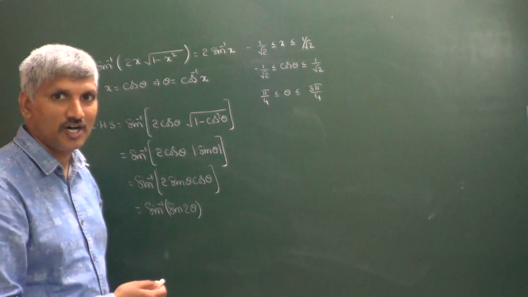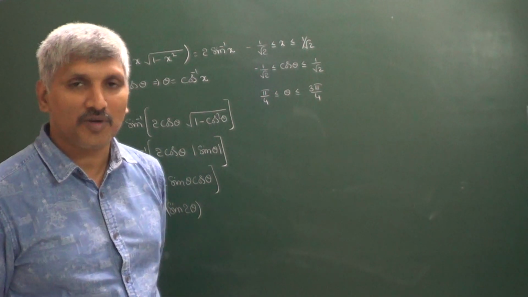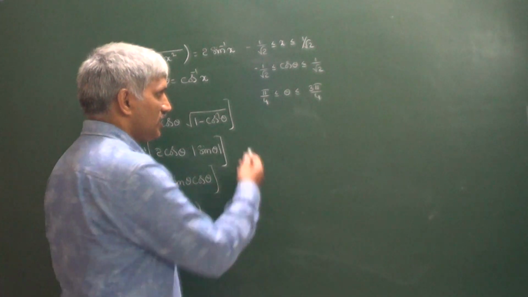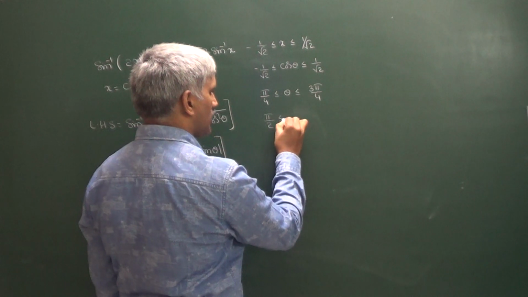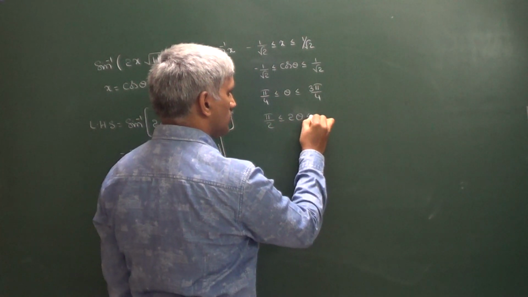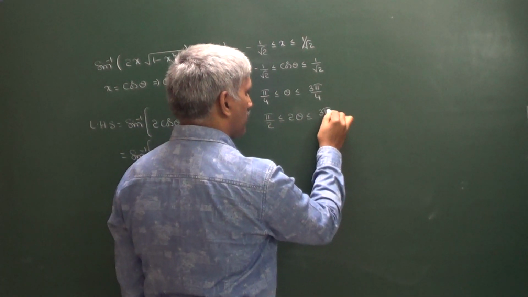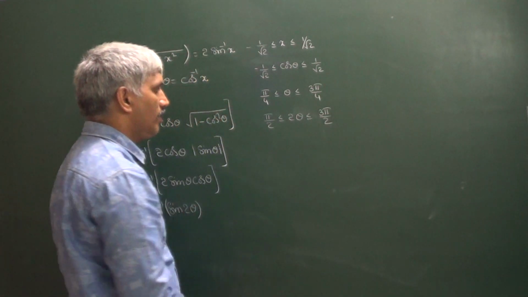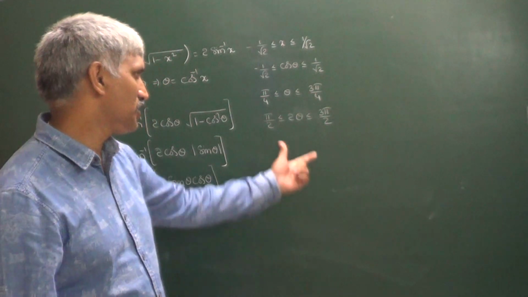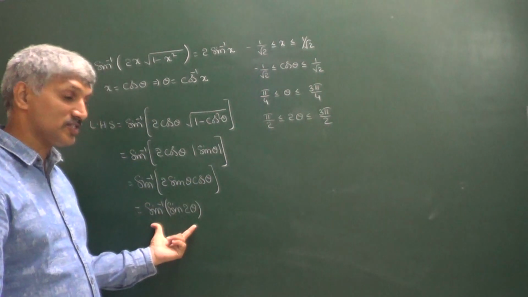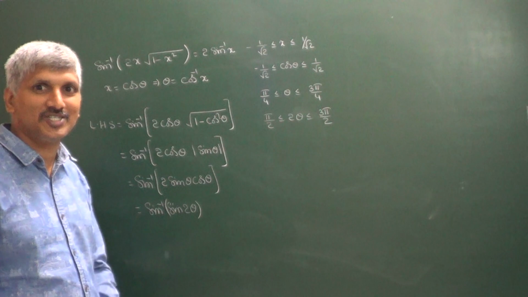But what about 2 theta? Is 2 theta there in the principal branch or not? We have to check. Multiply with the 2. Then we'll get pi by 2 less than or equals to 2 theta less than or equals to 3 pi by 2. Hey, wrong. 2 theta is not there in the principal branch. So you can't write this one as 2 theta.